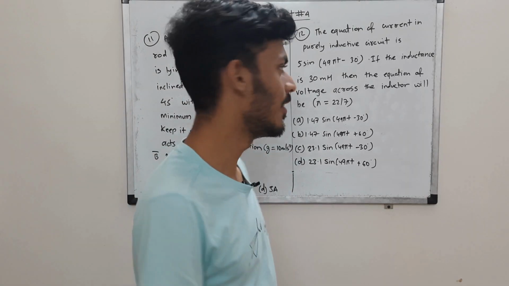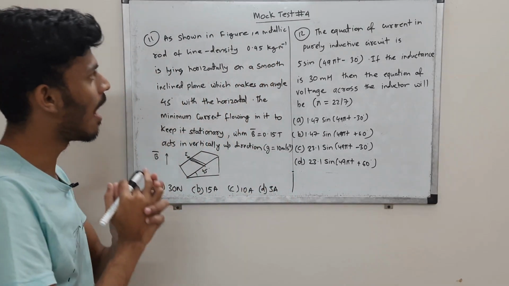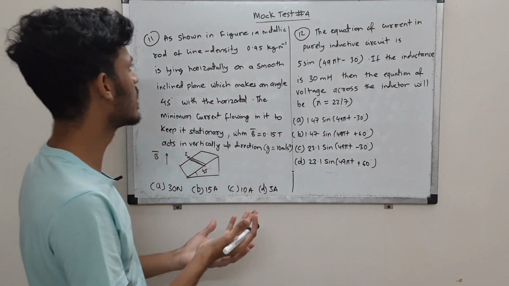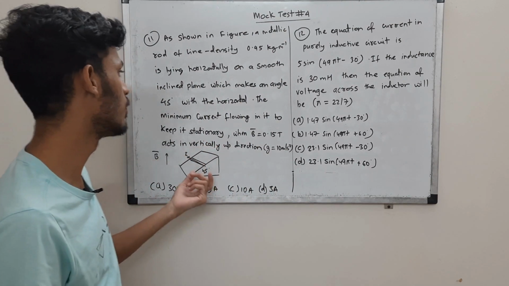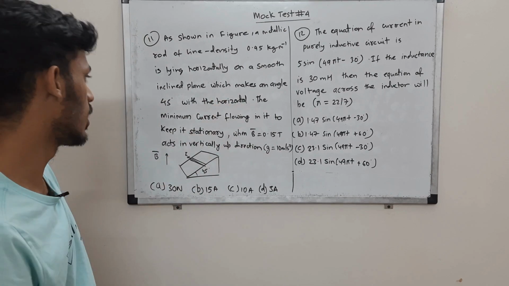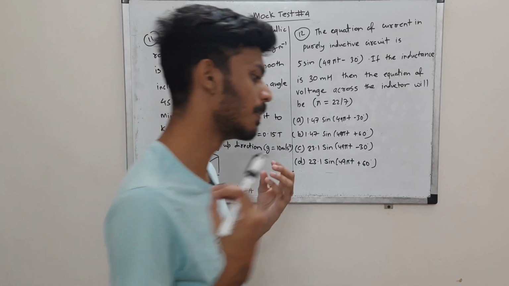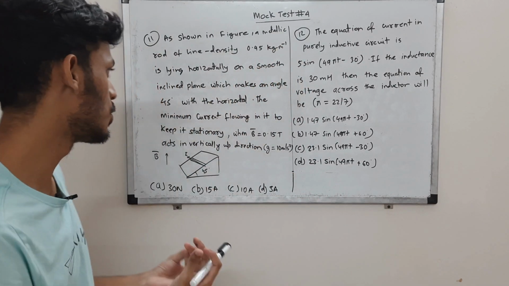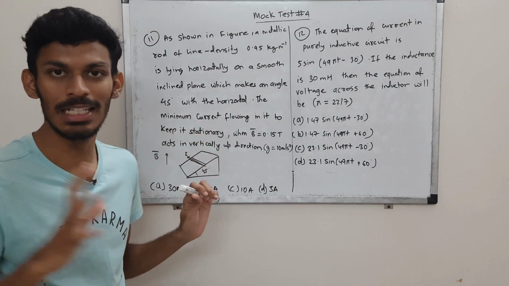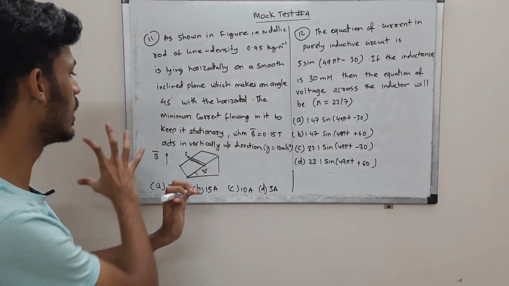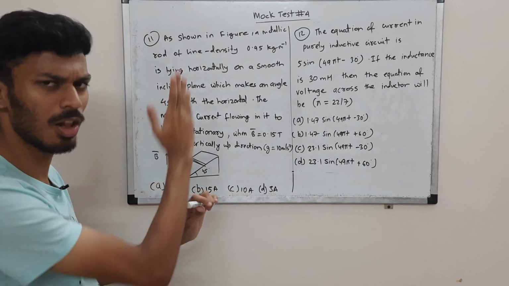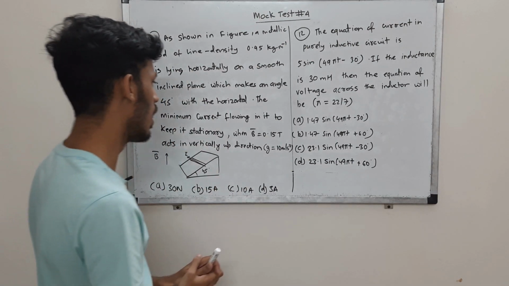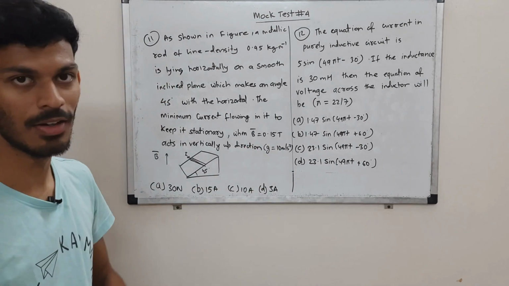Let us come to question 11 and 12. In question 11, we have a wire which is carrying some current, which is placed on an inclined plane. The inclined plane is making an angle of 45 degrees with the horizontal. You are supposed to tell what should be the minimum current that this wire should carry for it to remain stationary. There is also a magnetic field over here. The direction of the magnetic field is vertically upwards along the y-axis, and the magnitude is 0.15.